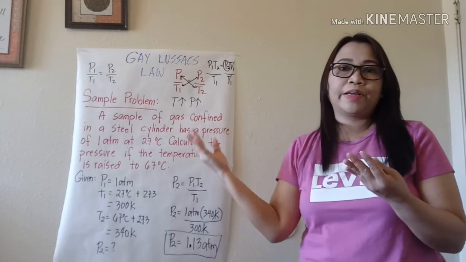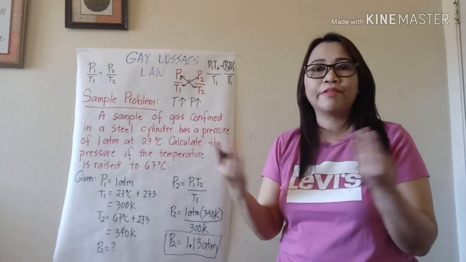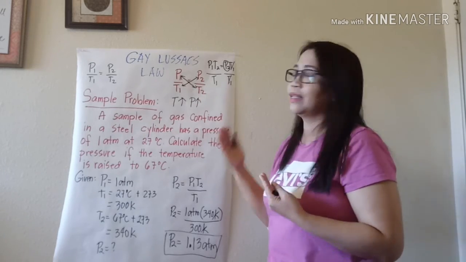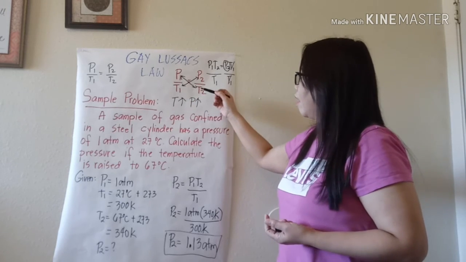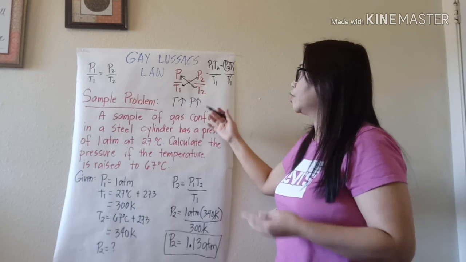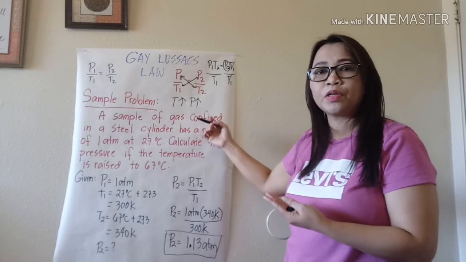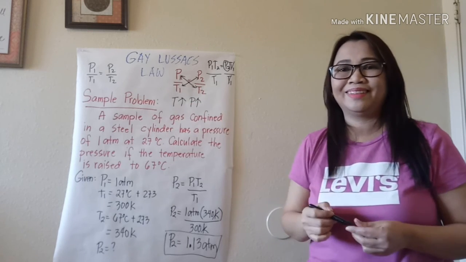And that is true for Gay Lussac's law because they are directly proportional. Pressure and temperature are directly proportional. So as the pressure increases, temperature increases, or as the temperature increases, the pressure increases, and vice versa. All right.